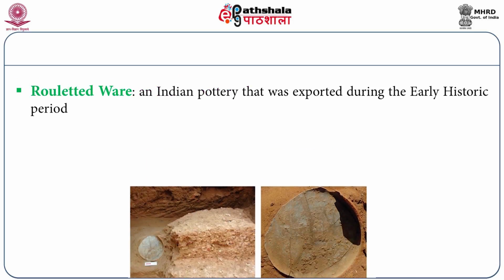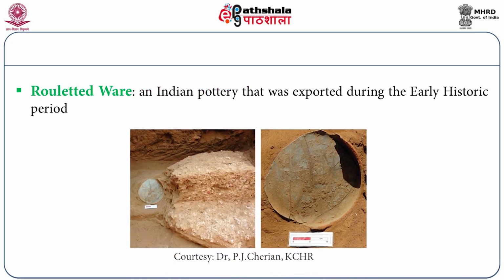This is a rouletted ware dish found at the site of Pattanam. This particular pottery is very important. This was probably produced in the Bengal Delta. Recently, based on XRD analysis, it has been suggested that this pottery was produced in the Bengal Delta. One important aspect of this pottery is that you find this potsherd right from Egypt in the west down to Vietnam in the east.